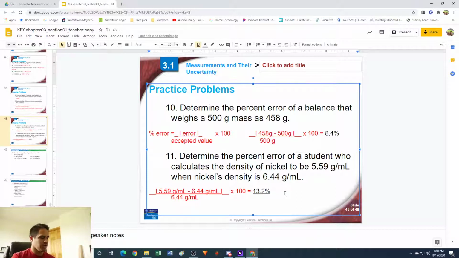So, okay, anyway, those are the first 11 questions on this first part of the practice problems for 3.1. Hopefully that helped you, but if you have any more questions or you just need more practice with percent error or scientific notation, feel free to email me, talk to me in class, reach out to me. We can do a Google Meet or something to get more practice.